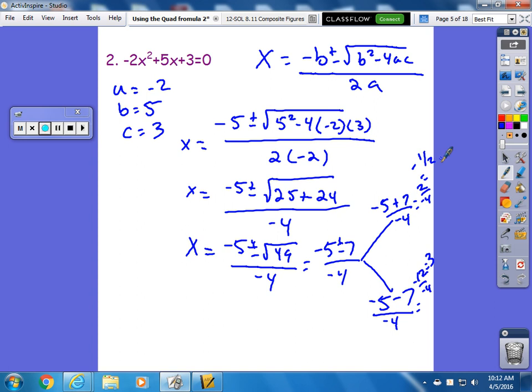So my two answers here are negative 1/2, because negative 5 plus 7 is positive 2, and 2 divided by negative 4 is negative 1/2. And negative 5 minus 7 divided by negative 4 is going to be negative 12 divided by negative 4, which is a positive 3. So my solution set for this quadratic equation is negative 1/2 and positive 3.